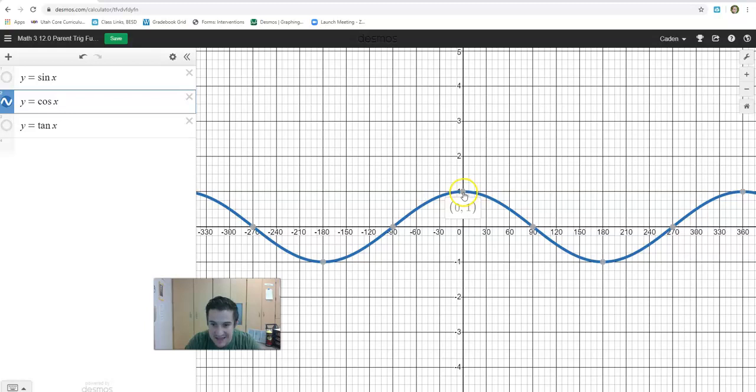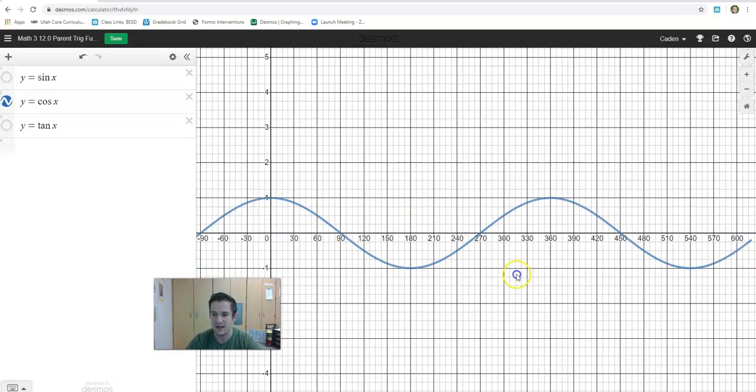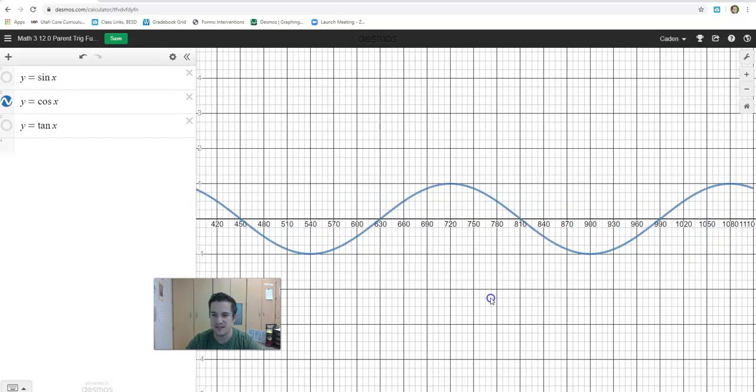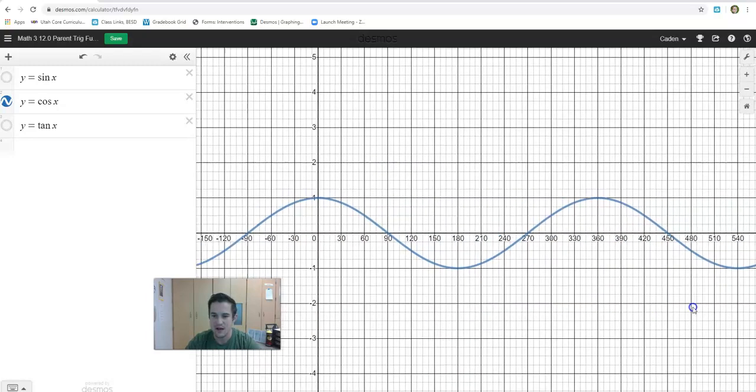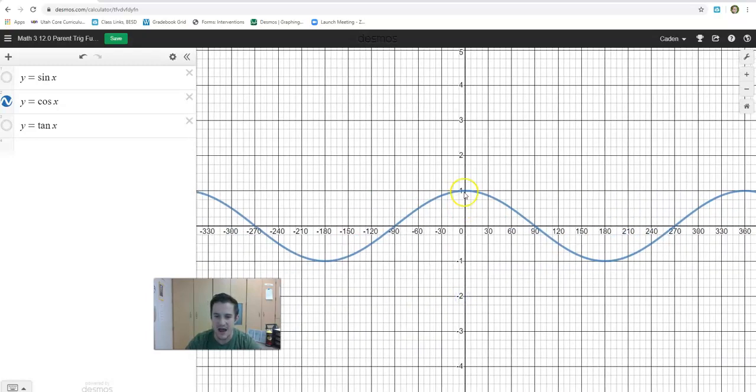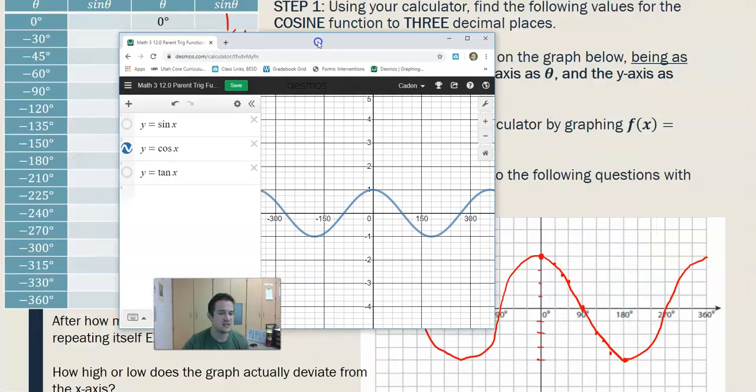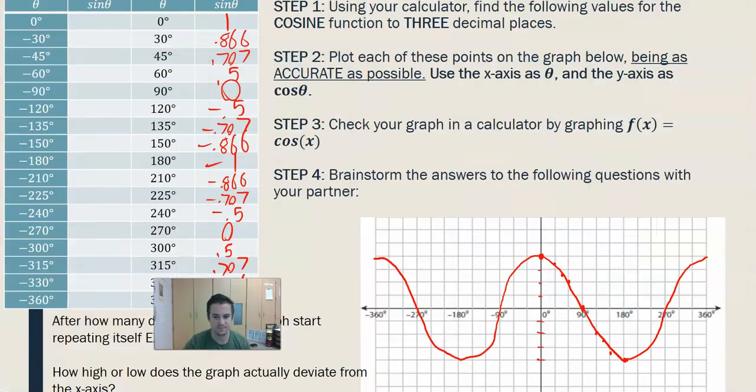So it takes 360 degrees for me to make a full cycle through this cosine wave from top to bottom, back to the top again. 360 degrees it takes to go through that full cycle. And it keeps going. Every 360 degrees it repeats itself. And notice that the highest that it gets on this graph is 1 on the y-axis, just like the sine wave, and the lowest it gets on this graph is -1, just like the sine wave.